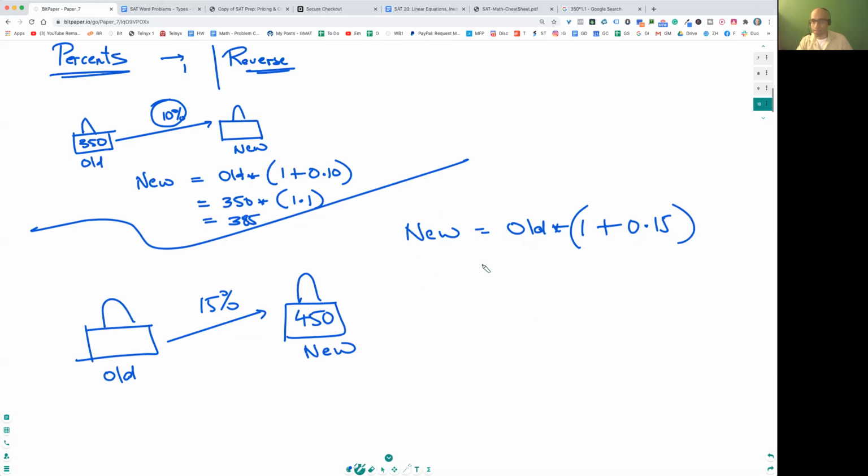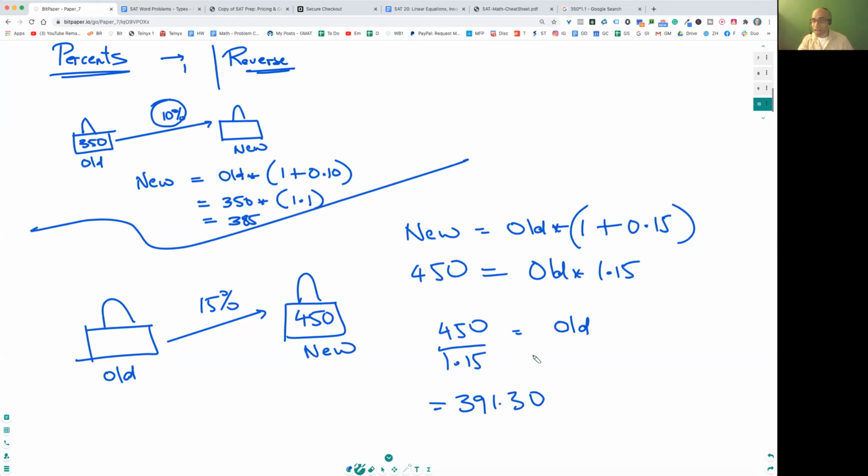Well done, Thomas. Yes. So remember, you've got over here the new is equal to old times 1.15, and you've got old, which you don't know, times 1.15, and the new is equal to 450. So now the old is equal to 450 over 1.15, and that value is 391.30. So remember how you've got to do it.